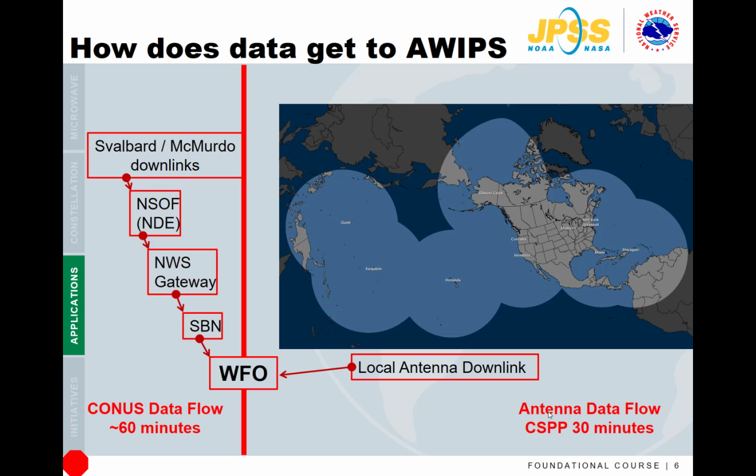How long does it take for data to get into AWIPS, and what path does it take? There are two possibilities. Most of the National Weather Service gets NUCAPS from the SBN, the Satellite Broadcast Network, and the data will appear about 60 minutes after observations. Direct broadcast antennas allow for quicker dissemination of NUCAPS profiles. So places like Guam, Honolulu, Puerto Rico, and Alaska region, where there are direct broadcast antennas, can get the data within 30 minutes or so of the overpass.